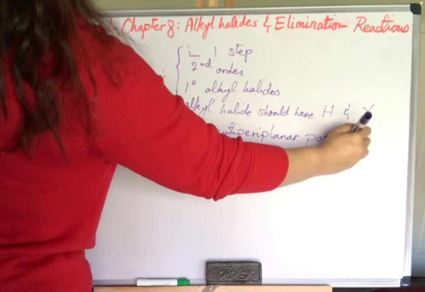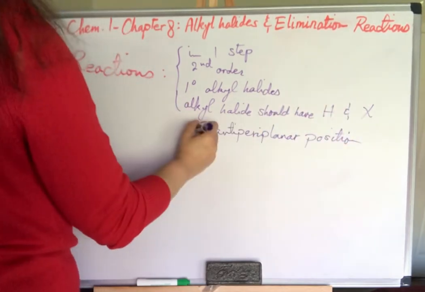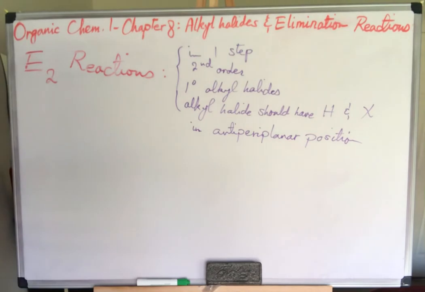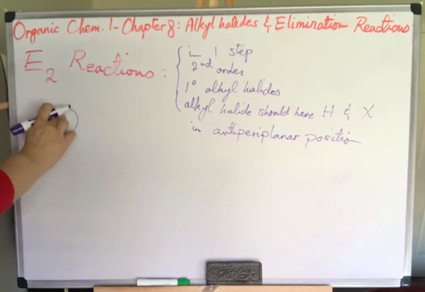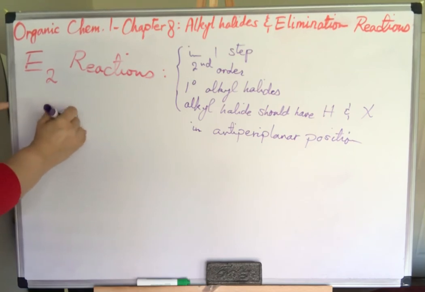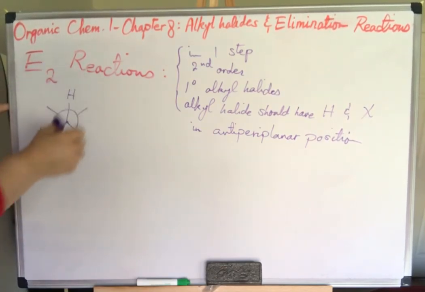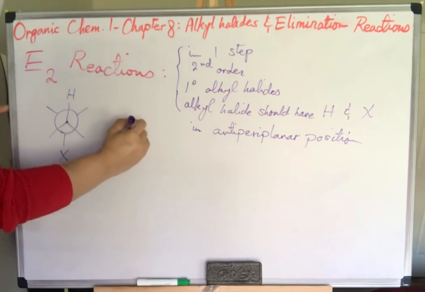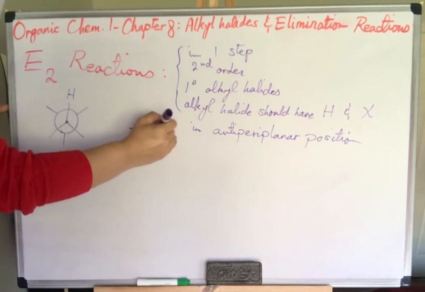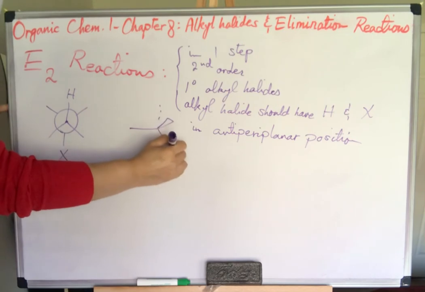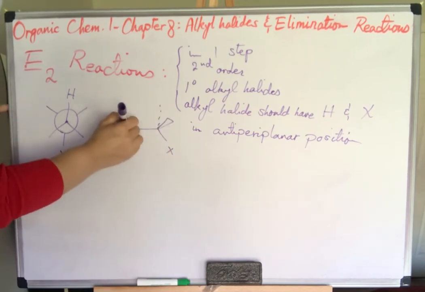Basically, what the anti-periplanar position means is opposite of each other. So when you look at its Newman projection, it should look something like this. Hydrogen, and then halogen in the anti-position, okay? Or if you want a wedge and dash, it must have such a geometry.